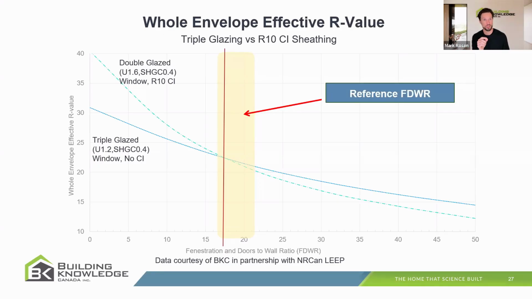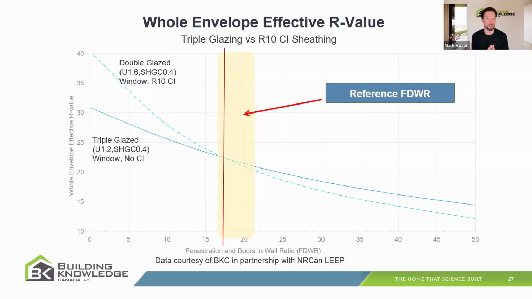This chart shows 2 lines and the impact on the overall thermal performance of the home's envelope. The double glazed window in lighter blue is the top line at the left, and the triple glazed is the bottom line at the left. Across the bottom axis of this chart is the fenestration and door to wall ratio number, which is basically the percentage of your walls that are not walls, that are windows.